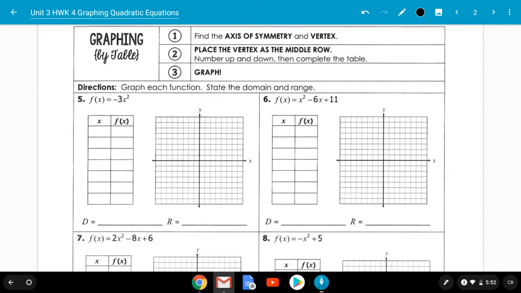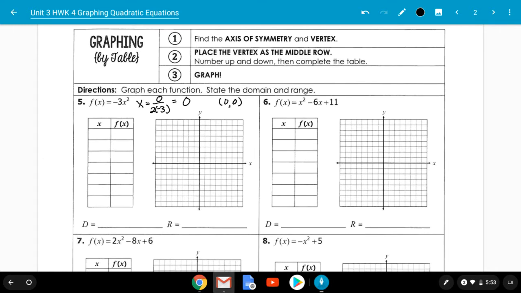So for number 1, the first step is find the axis of symmetry and the vertex. So let's do that here for number 5. So number 5, the axis of symmetry, remember that formula is negative b over 2a. So here, x equals, what's b in my equation here? It's 0, so 0 over 2 times negative 3, which is just 0. So then my vertex, we plug in 0 for x, so my vertex is 0, comma 0. Now I'm going to represent v as the vertex. So I'm actually going to plot that too, 0, 0.